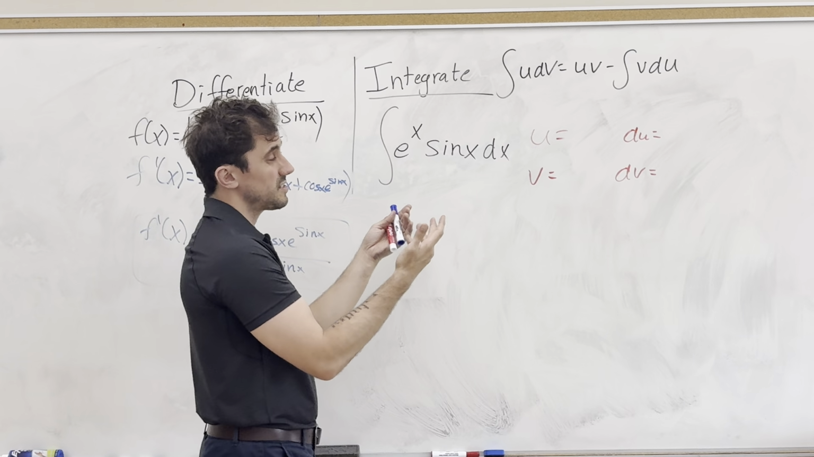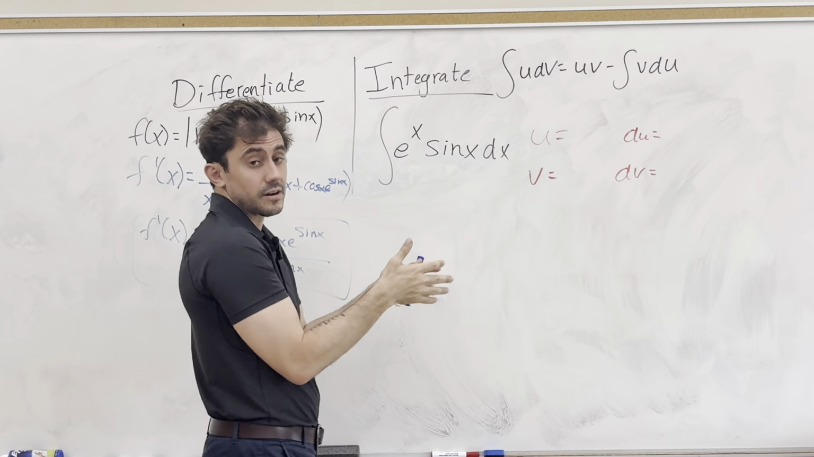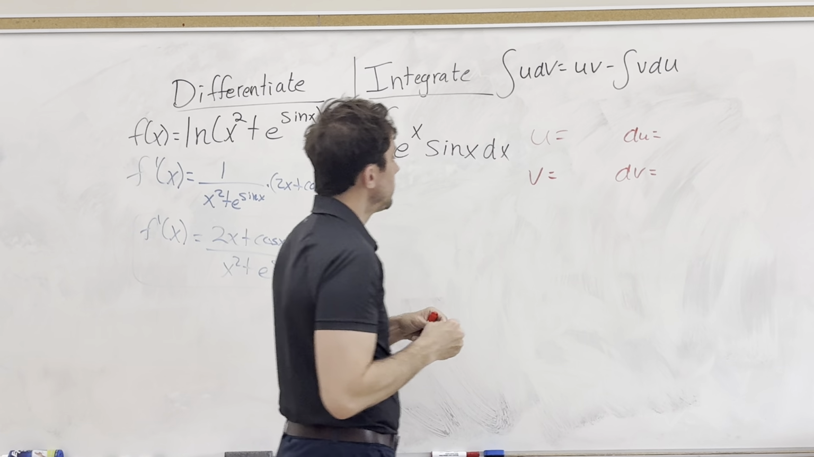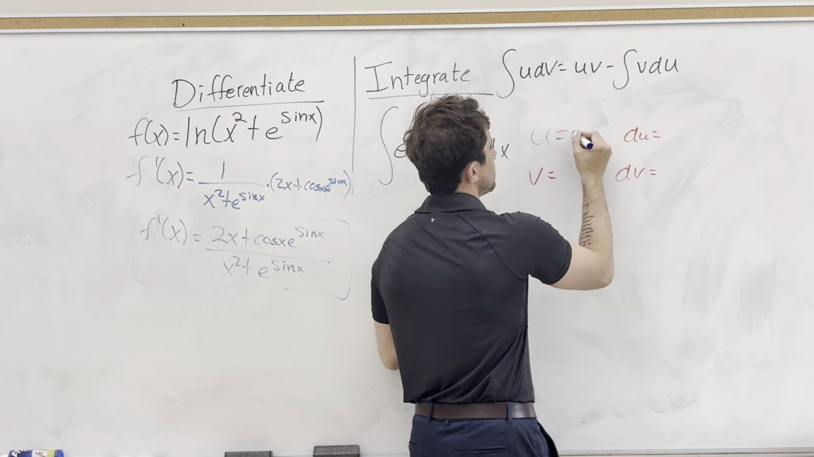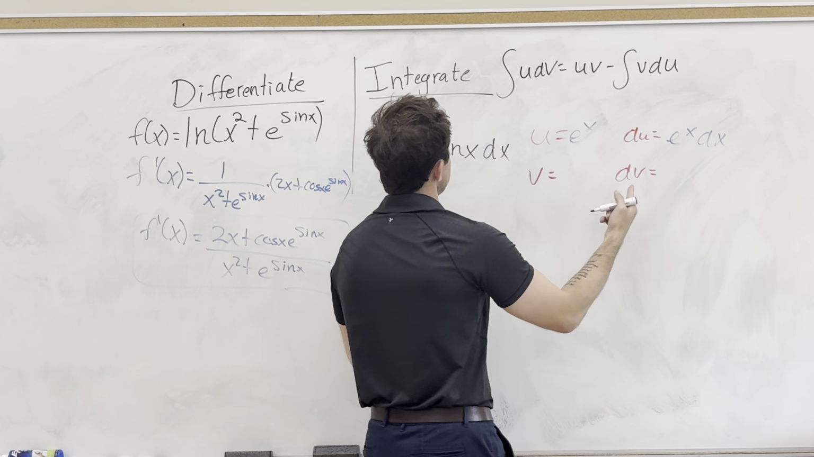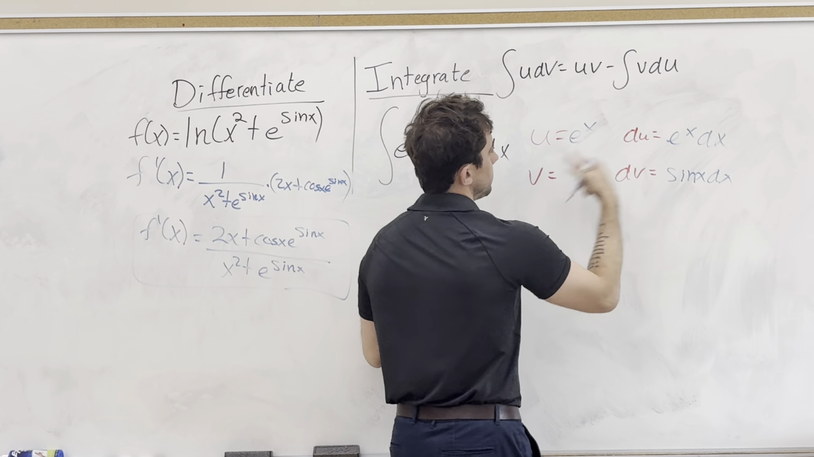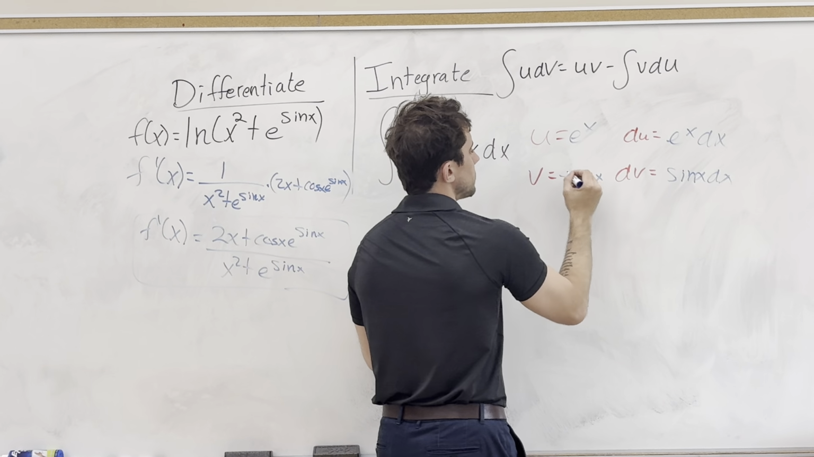Again, there's no one way that's a lot easier than the other. And so since there's no real obvious pathway forward at the start, let's just make a choice and go with it. I'm going to say e to the x is going to be u, which means du is going to be e to the x dx, and that means that dv is going to be sine x dx, and v will be the antiderivative, that'll be negative cos x.